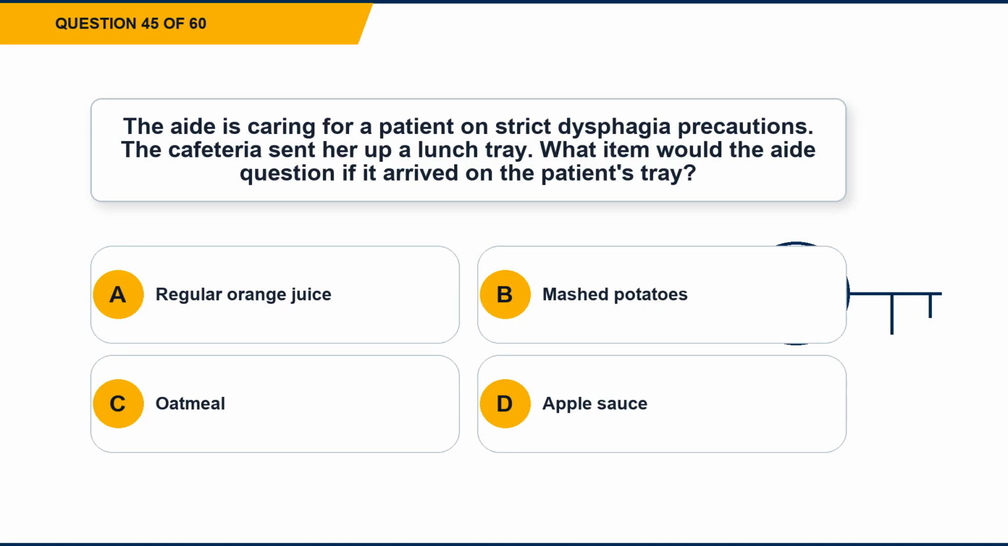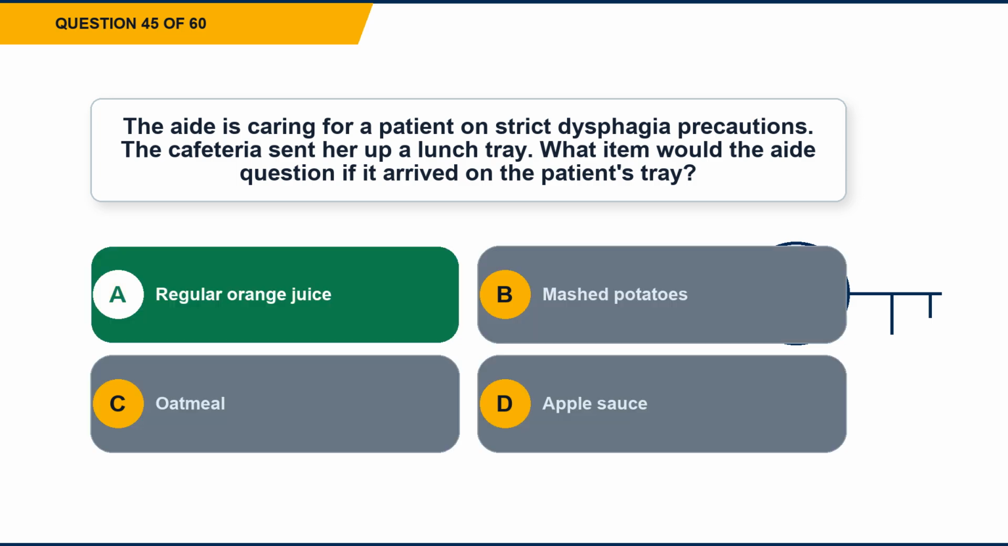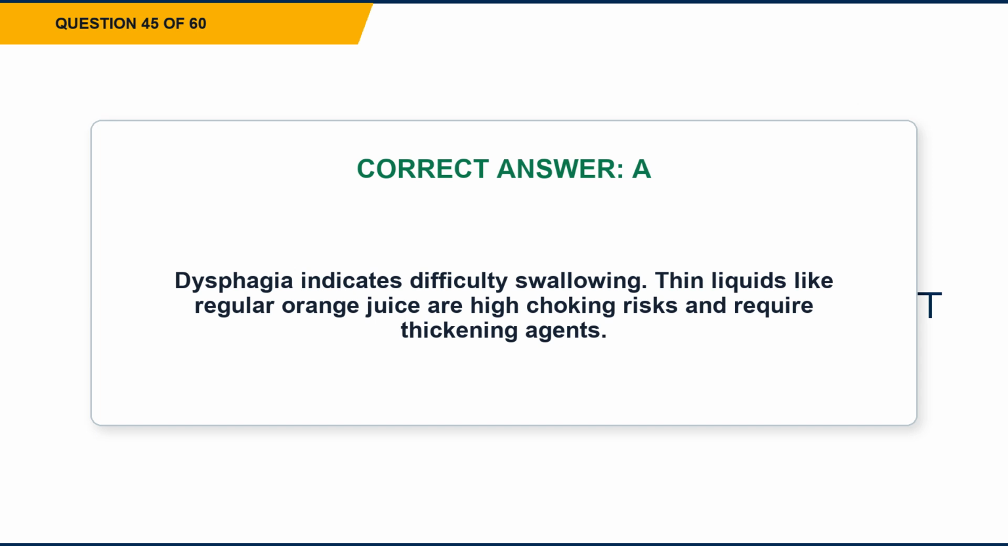Question 45. The aide is caring for a patient on strict dysphagia precautions. The cafeteria sent her up a lunch tray. What item would the aide question if it arrived on the patient's tray? Option A, regular orange juice. Option B, mashed potatoes. Option C, oatmeal. Option D, applesauce. The correct answer is option A, regular orange juice. Explanation. Dysphagia indicates difficulty swallowing. Thin liquids like regular orange juice are high choking risks and require thickening agents.